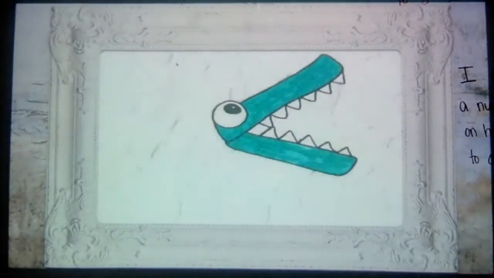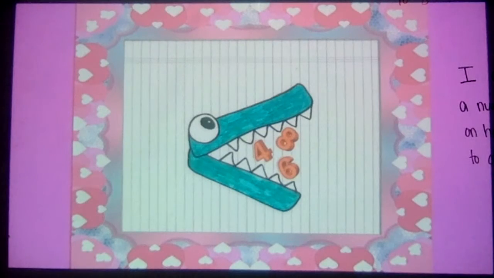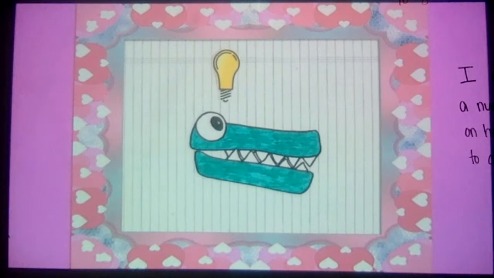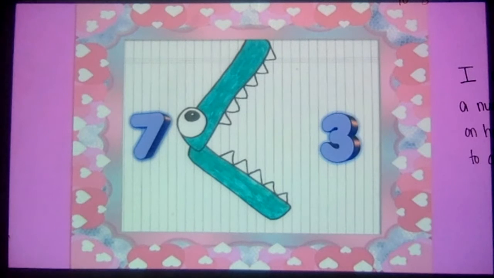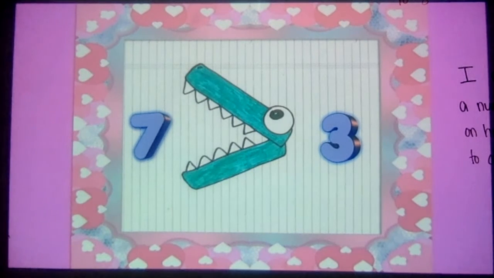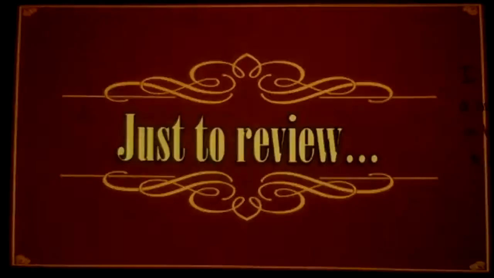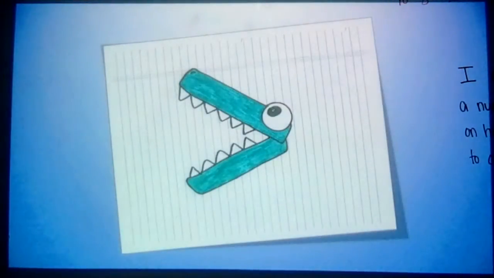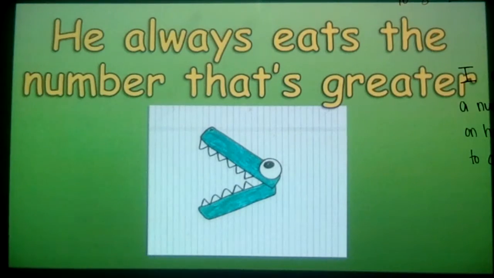Once upon a time there was a hungry alligator. He loved to eat numbers, so he figured out a way to always get the biggest bite when the numbers were there. He would stop for a second, take a look and compare. Whichever number was the biggest of the two was the one that he would eat. So just to repeat it, here's the main thing to know about the hungry alligator. He always eats the number that's greater.